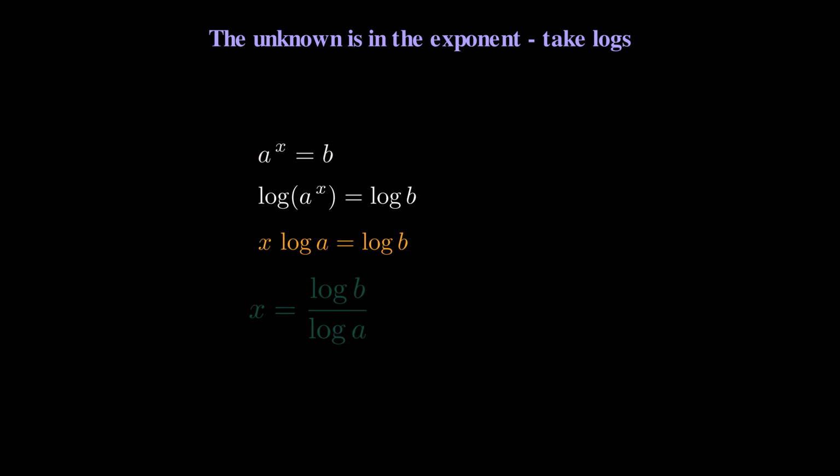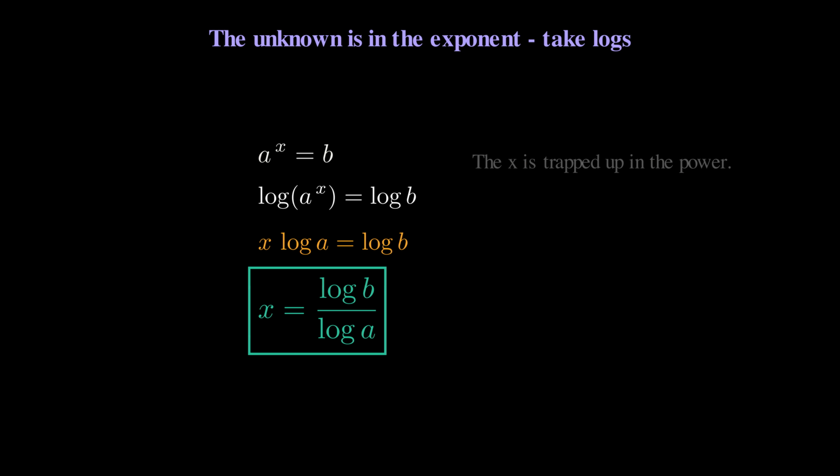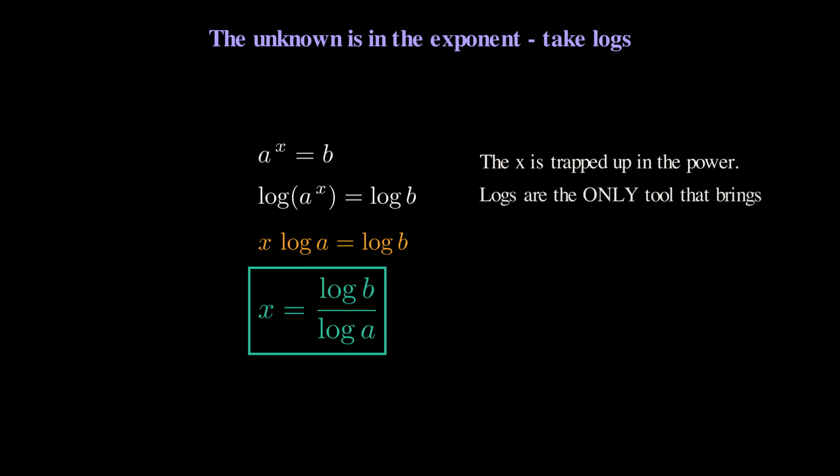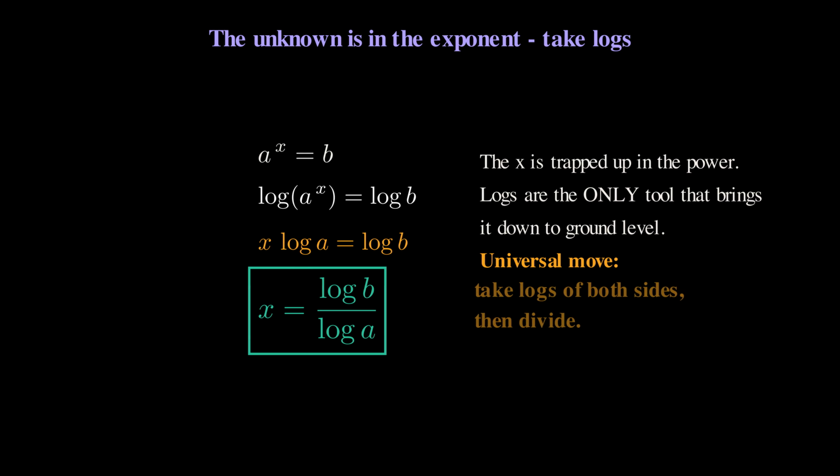Take logs of both sides, then divide. That single move solves every one of these. Read the idea plainly. The x is trapped inside the power, and the logarithm is the one tool that frees it. Take logs of both sides, then divide. Commit that to memory. Let's put it all to work.